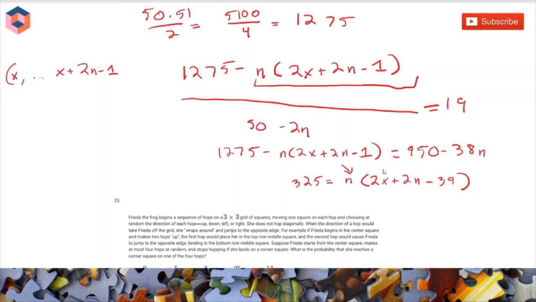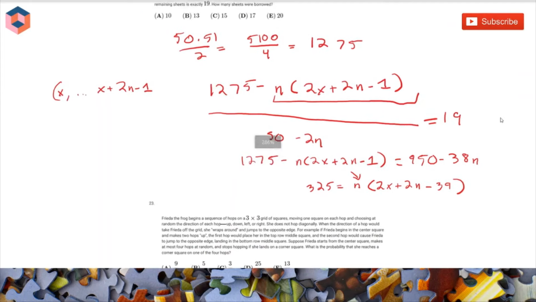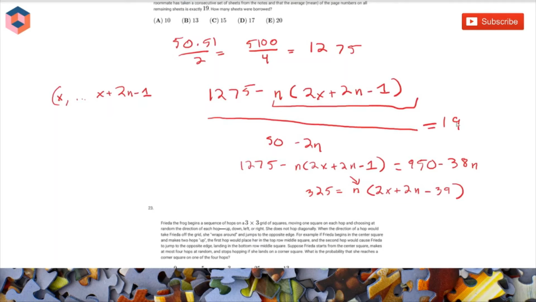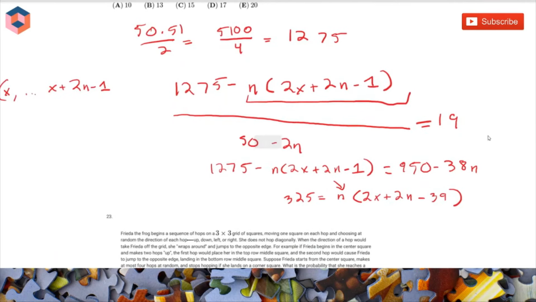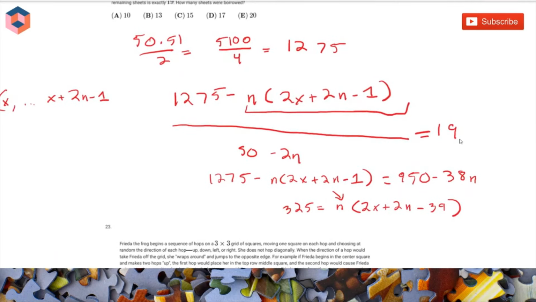Instead, we took a look at the answer choices, and starting all the way from the left, you can start plugging them in, and we'll save you the time. You'll realize that B, 13, works. If you plug in 13 for n, you'll get an odd number for x, which is what you need, and no other number satisfies that. So the answer is B.